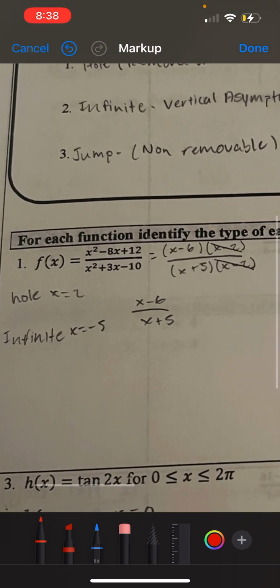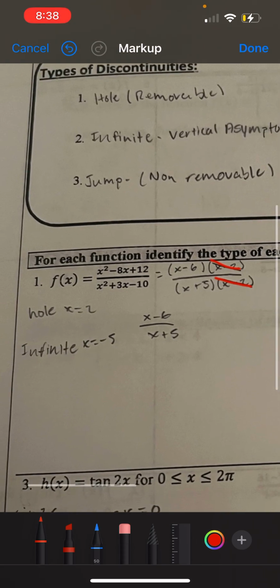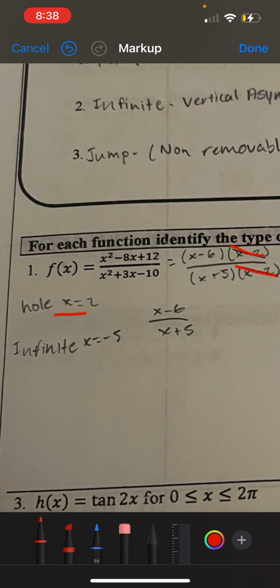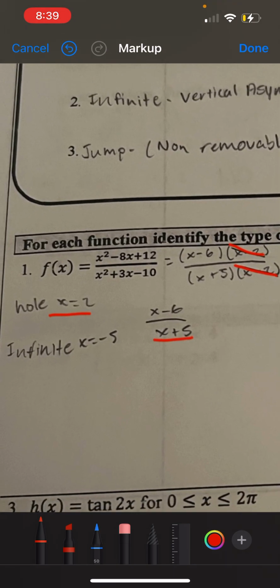This one has both a hole and an infinite, and you can tell because you factor it, right? This one factors into x minus 6 and x minus 2, and then the bottom one factors into x plus 5 and x minus 2, and then the x minus 2's cancel, which automatically shows you that the hole is at x equals 2, and then you're left with this equation, right? Which is also how you get the vertical asymptote, which is the bottom.